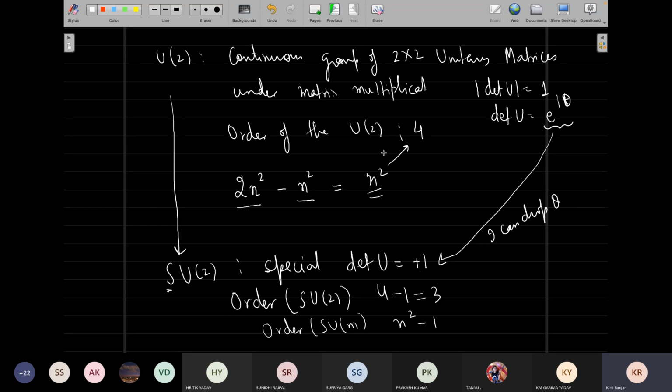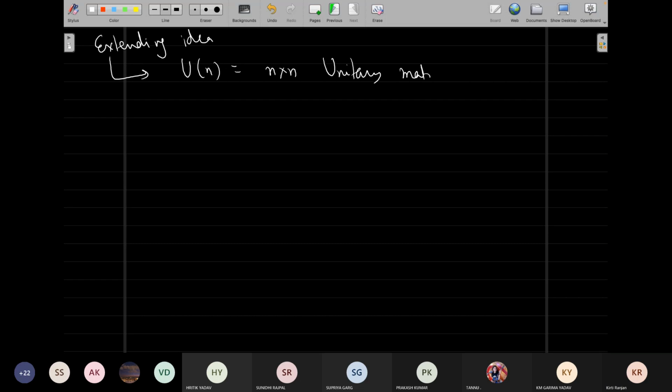So I can just quickly write down that and then I will invite questions. So I can write, extending the idea. What will be U(n)? It is n cross n unitary matrices. Of course, all the conditions of the unitary are there.